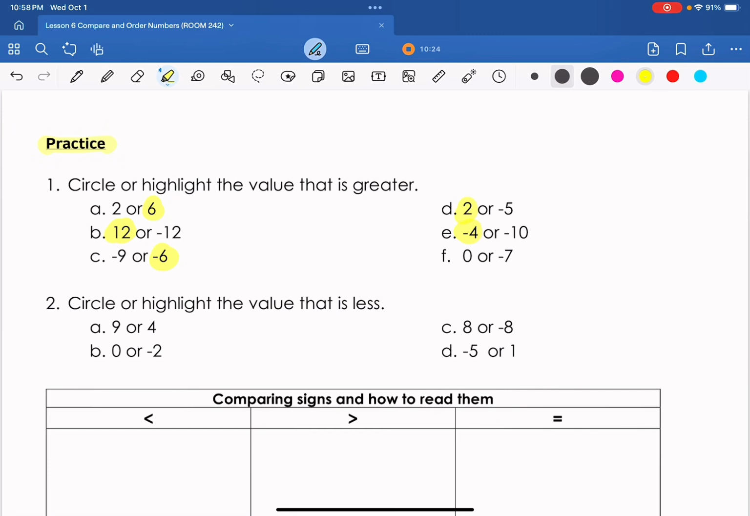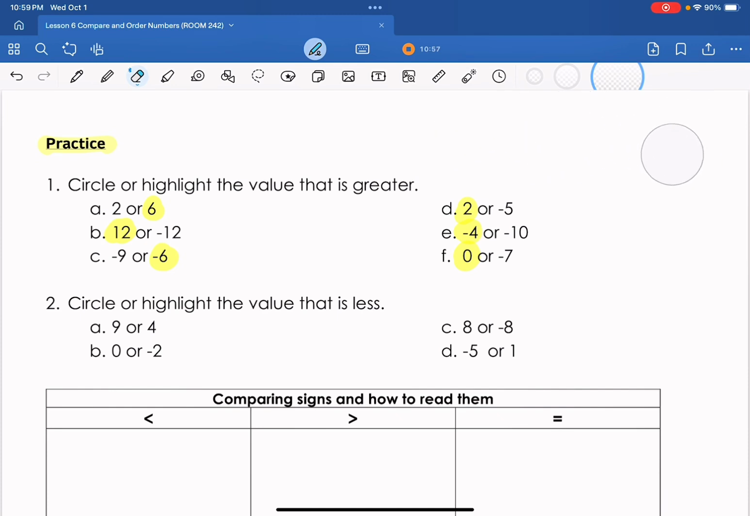0 or negative 7. This one might be a little tricky, so let's draw it out. Here's my number line. I got 0, and I have negative 7. I'm going to plot my dots. Negative 7 is moving to the left from 0, so it is less than 0. So 0 is the one that is greater here.